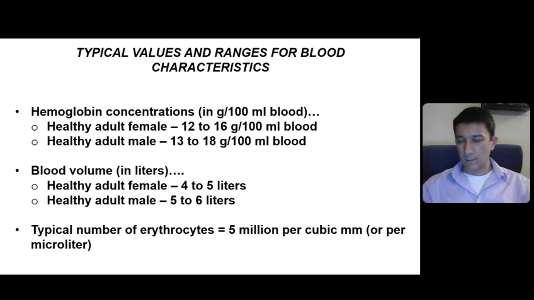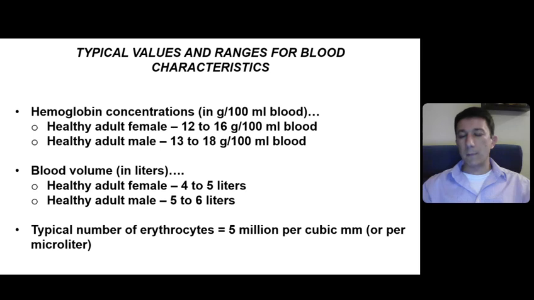That isn't just including the hemoglobin and the red blood cells, that's also including the plasma. So it's including everything we saw in the previous slide a few slides ago. A healthy adult female has about 4 to 5 liters total blood volume. A healthy adult male has about 5 to 6 liters total blood volume.